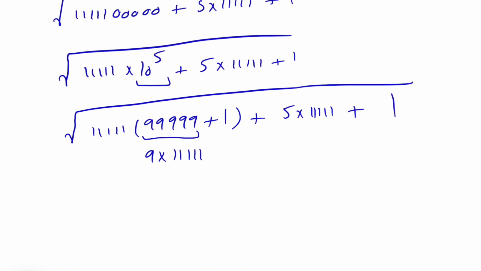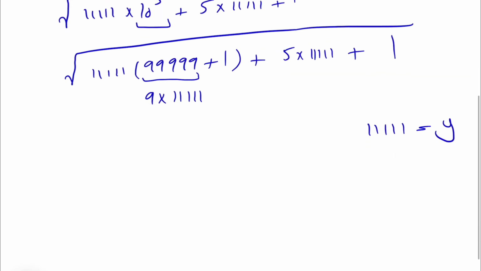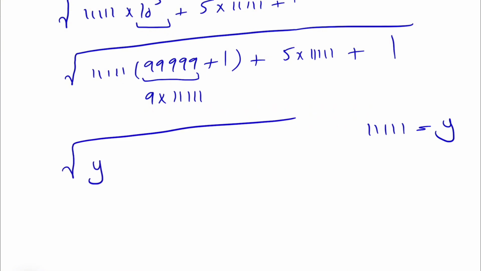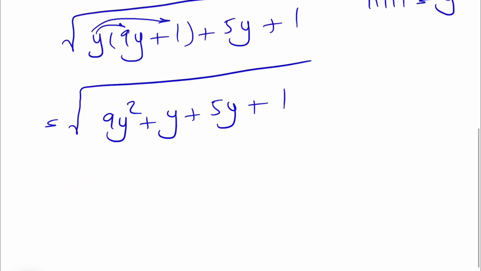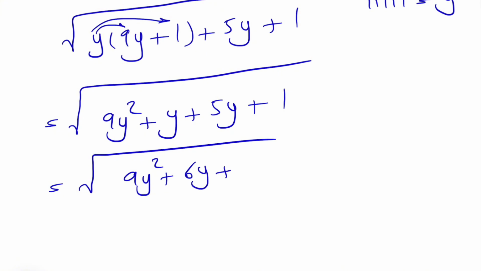From this step, let's call our 111 y. If we do that, what we have under the square root is 9 times y times 9y plus 1, and we have another 111 in here, so plus 5 times y plus 1. So let's just multiply these and see what we get under the square root. We have 9y squared plus y plus 5y plus 1, and what we have in here is 9y squared plus 6y plus 1.